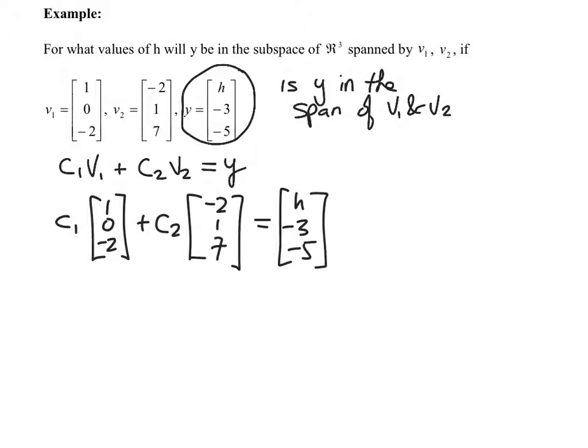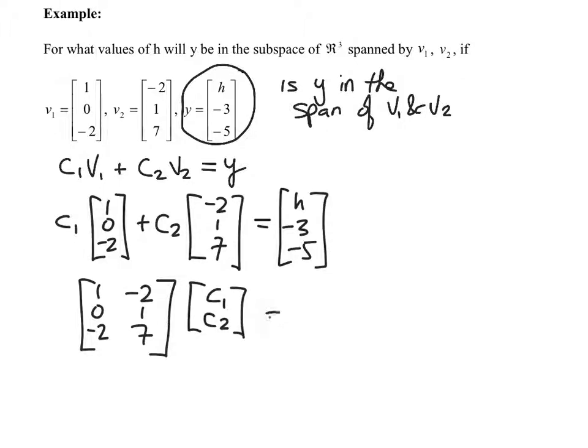So I'm just going to do 2R1 plus R3. And that's going to give me a 0, 3, and then 2H minus 5.